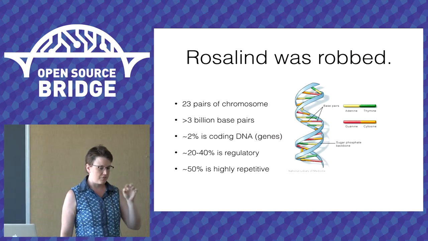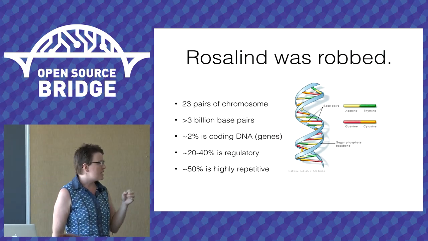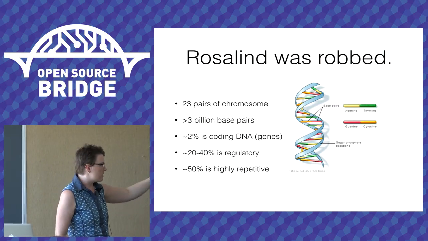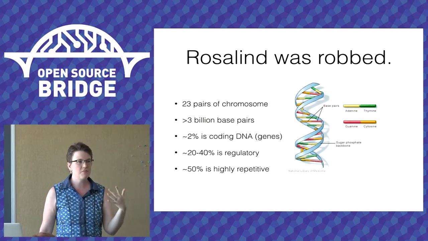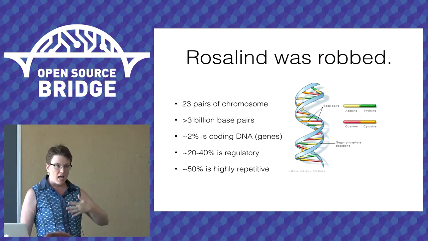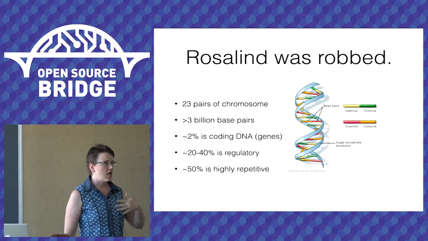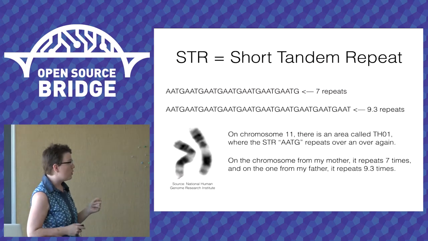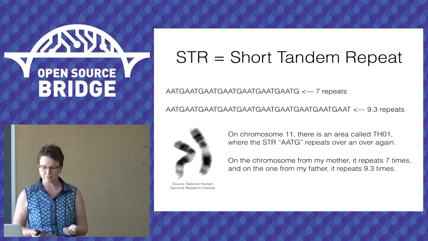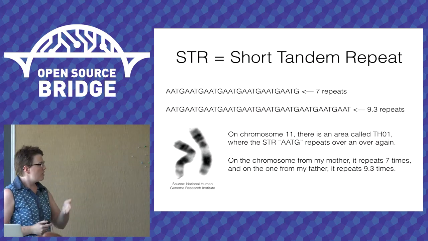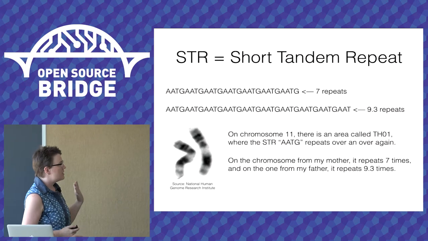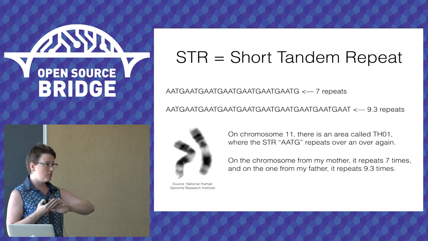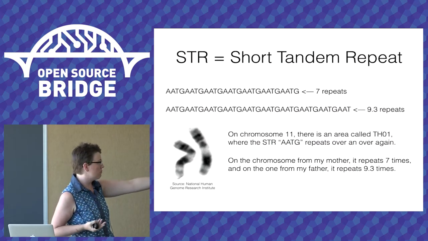Maybe it has a function that we haven't figured out yet, but it's highly repetitive. It'll be the same few letters, the A's, T's, C's, and G's, repeated over and over again. AATG, AATG, AATG. And we're not sure why, but we use this for forensics. The acronym for that repetitive bit is STR. It's short, AATG. Tandem, meaning right after each other, repeat.